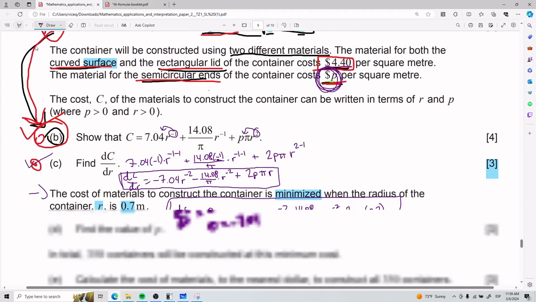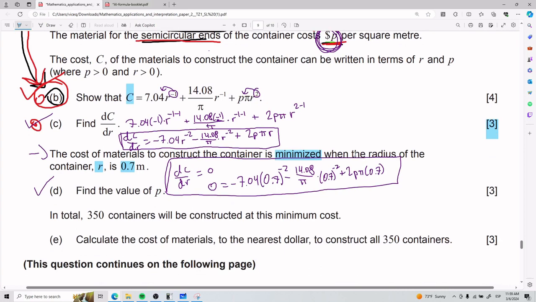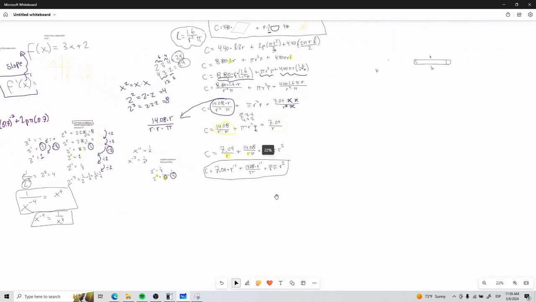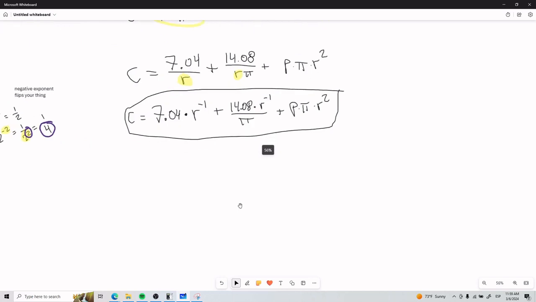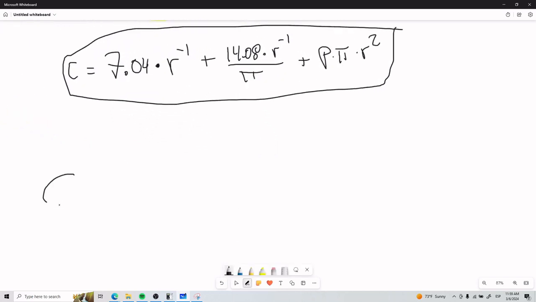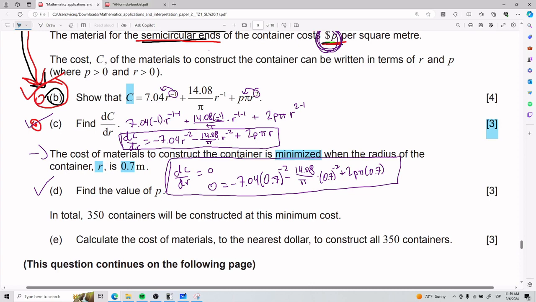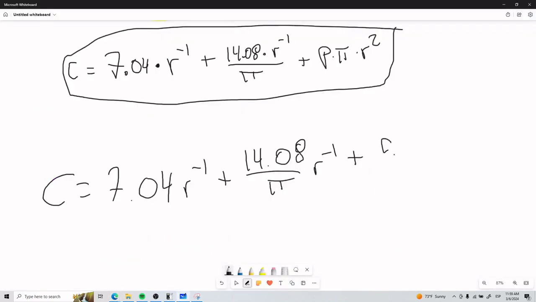I gotta go all the way back. Gotta go back to my original function for C. Okay, so my cost function, which is what I did all the way over here, is right there, right? And I just found my value of P. So my cost function now changed a little bit just for plugging in P. So P, as we said, was 5.35. So 5.35 pi r squared. So now my cost function changed to this, right?